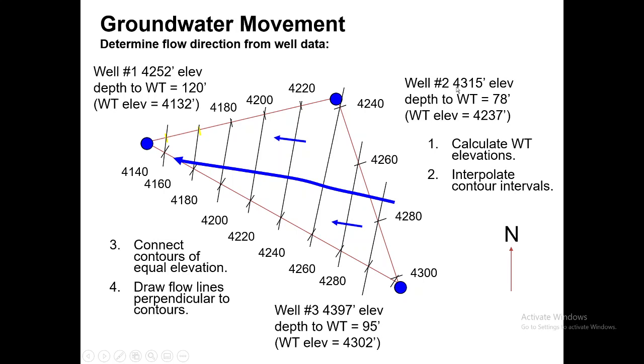Similarly, this is the surface level of well 2, and this is the depth to the water table 78, giving us the water table elevation that is explained here, this one. Similarly, for well 3, we have this much surface elevation, and subtracting the water table depth of 95, we will get the water table elevation. So all these water table elevations are actually the points at which we are having water table level.